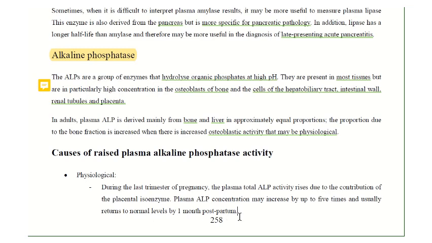إذن الفيزيولوجيكال ممكن أنه خلال last trimester من pregnancy plasma total alkaline phosphatase activity تزيد بسبب contribution of the placental isoenzyme. والplasma ALP concentration ربما يزيد up to 5 times وعادة يرجع إلى المستويات الطبيعية by 1 month postpartum، شهر بعد الولادة.